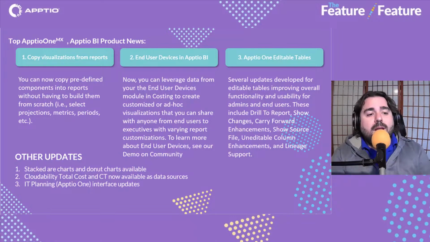So we also did have stack charts and donut charts available now in Apptio BI. So those were some other updates there, as well as Cloudability, Total Cost, and CT are now available as data sources in Apptio BI as well, so you can pull that information in there. And there were some minor interface updates to IT planning too, so there's a lot going on there.